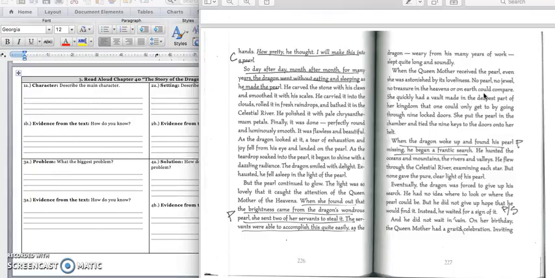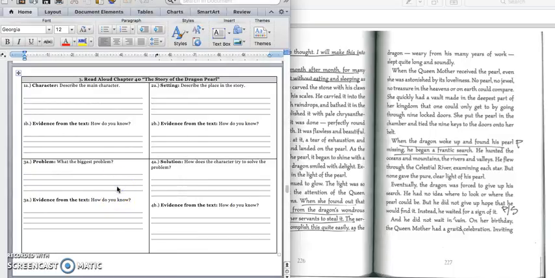So if we stop right there, we have the problem. We're going to skip box 2 for right now and come back to it later. But right now we have the problem. In box 3A, we would write, Queen Mother of the Heavens saw the light of the dragon's pearl, and she sent her servants to steal it. Press pause to write down your answer and play when you're ready for the quote.